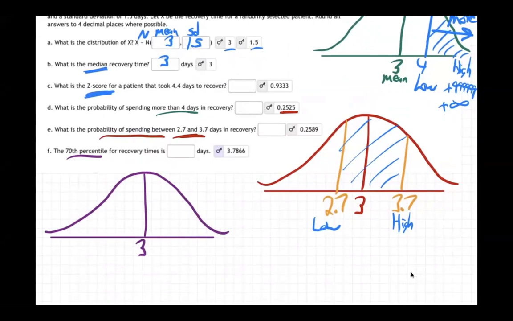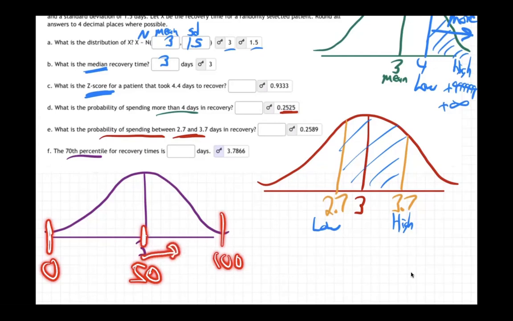Well, think about percentile. Remember what percentile is. It's a measuring system from 0 to 100 with 50 in the middle, right? If you're the average patient recovery time, you're at the 50th percentile. That means you're 3 days recovery. If you're longer than 3 days recovery, then you're at a higher percentile. I was in the 60th or 70th percentile, it took me longer to recover. Or if you're 40 or 30, you're a quicker recovery. It's just a scale from 0 to 100.